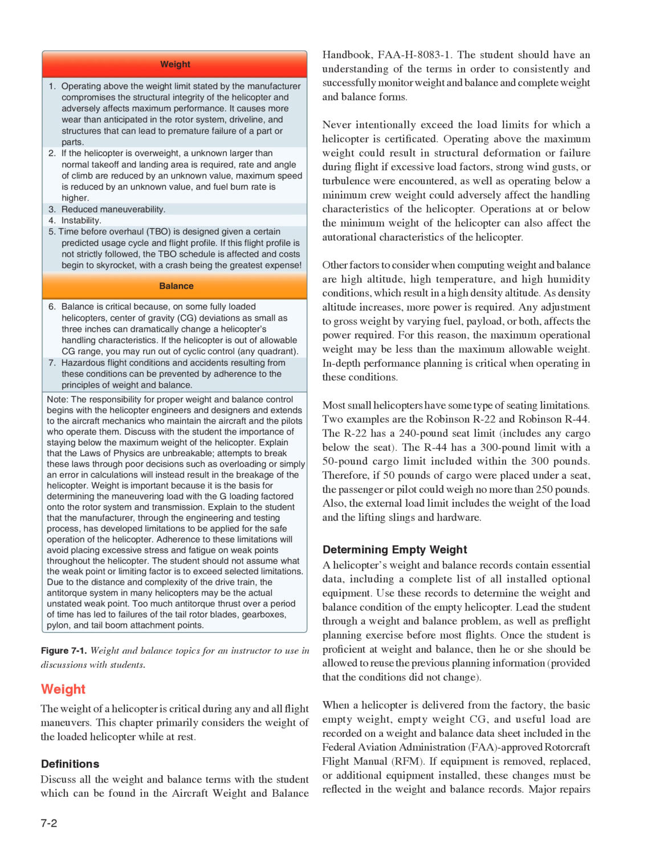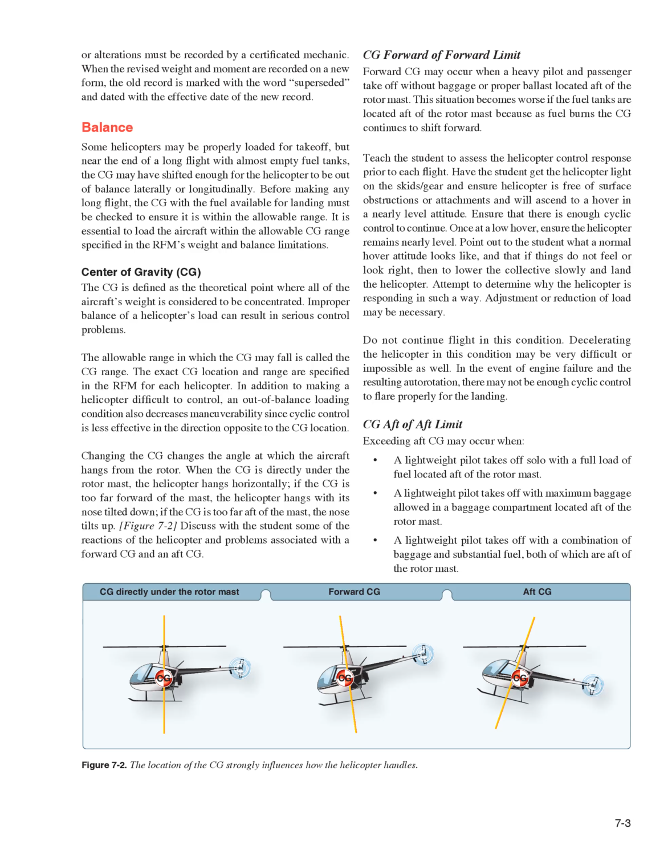When a helicopter is delivered from the factory, the basic empty weight, CG, and useful load are recorded on a weight and balance data sheet included in the Federal Aviation Administration, FAA-approved Rotorcraft Flight Manual, RFM. If equipment is removed, replaced, or additional equipment installed, these changes must be reflected in the weight and balance records. Major repairs or alterations must be recorded by a certificated mechanic. When the revised weight and moment are recorded on a new form, the old record is marked with the word "superseded" and dated with the effective date of the new record.